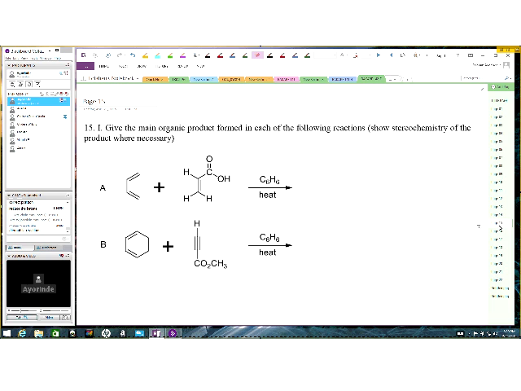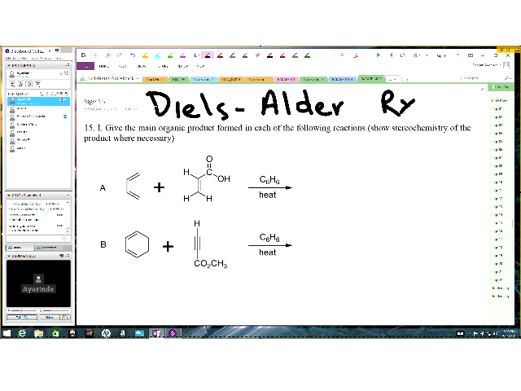This is a Diels-Alder reaction. This is what we call a Diels-Alder cycloaddition reaction. Now, anytime you have a Diels-Alder cycloaddition reaction, generally it involves a conjugated diene. For Diels-Alder, you need a conjugated diene.